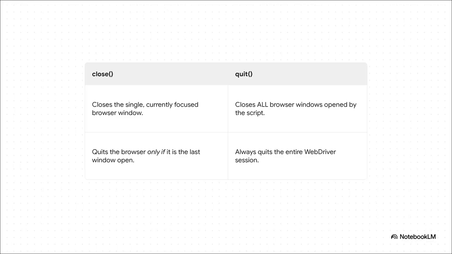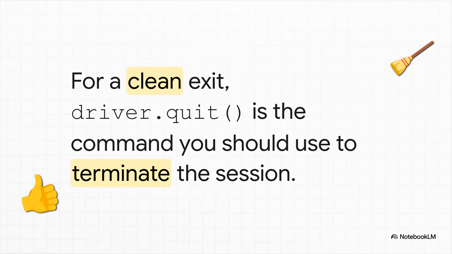Okay, here it is in a nutshell. Think of close like closing a single browser tab. If your script happened to open multiple windows or tabs, close is only going to shut down the one that's currently in focus. Quit, on the other hand, well, quit is the sledgehammer. It shuts down every single window your script opened and completely terminates the entire automation session. No loose ends. So, which one should you use? Look, to make sure your script ends completely and doesn't leave any ghost browser processes running in the background, driver.quit is the command you want. Seriously, like 99% of the time, this is the one you'll use to end your tests.